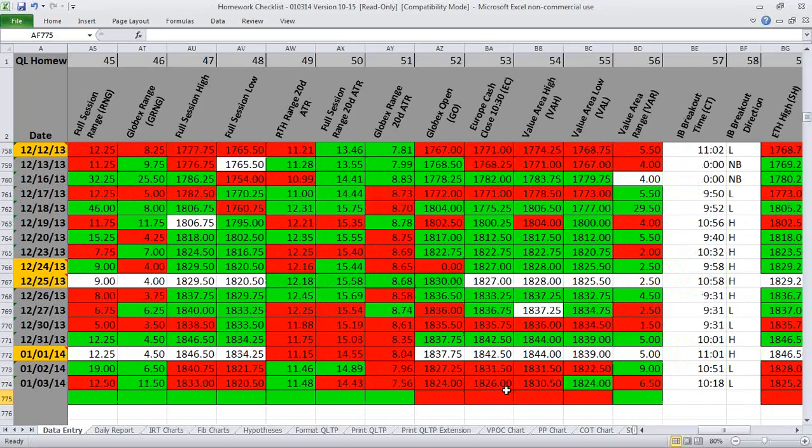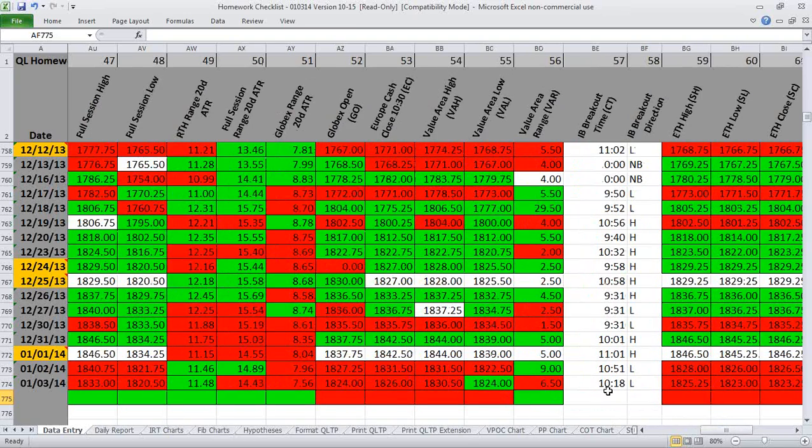Value area was lower again. Value area high 1830.50, value area low 1824, and we broke the IB to the low side at 10:18.